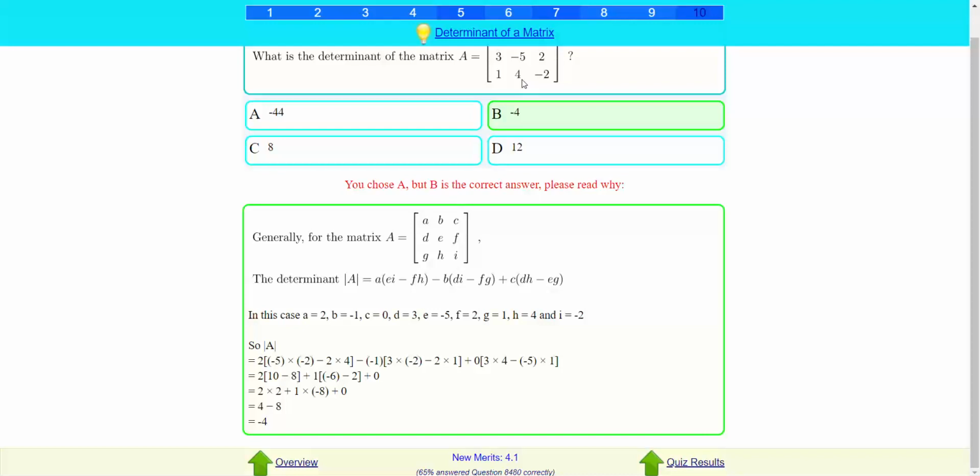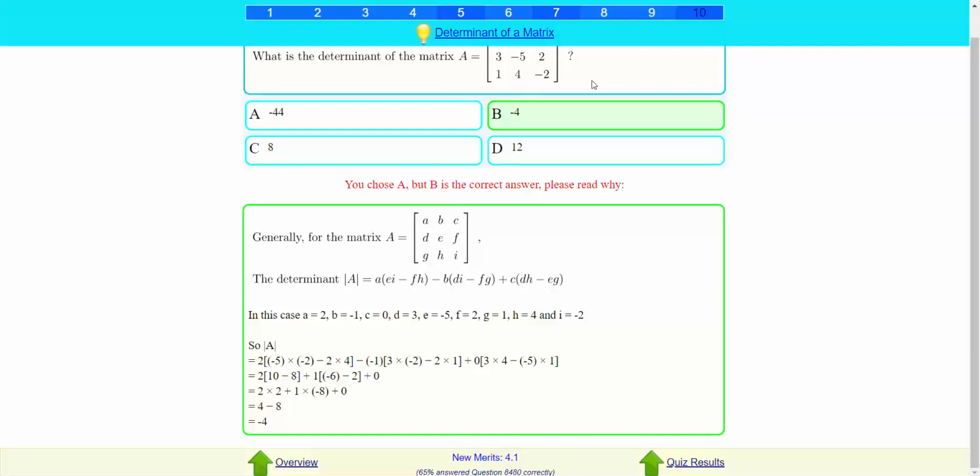Let me try to redo this real quickly. You can't have the last question be a wrong one. 3, minus 5, and 2, 1, negative 2. So we have 10 minus 8, and then the rest should be the same, I believe. So we have minus 8 for the second part, and then 10 minus 8 is 2, so 2 minus 8 would give us a negative 6. So the answer is actually negative 4.